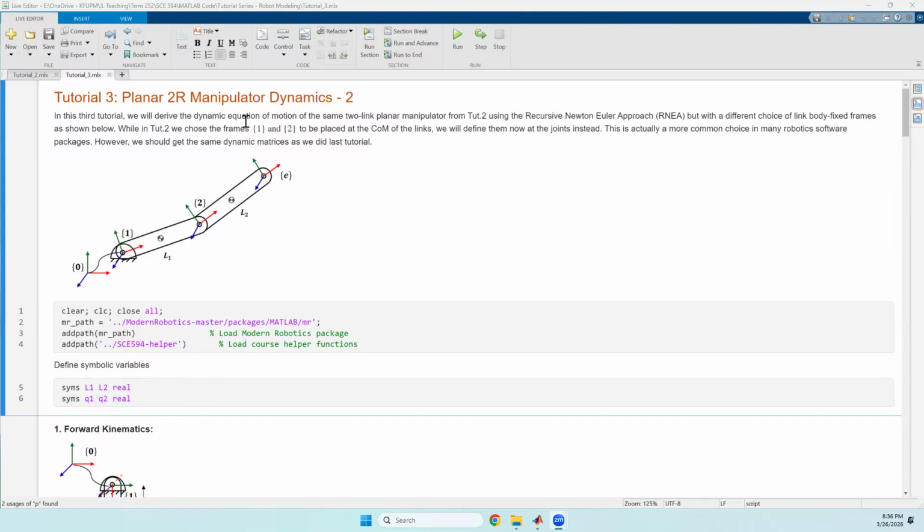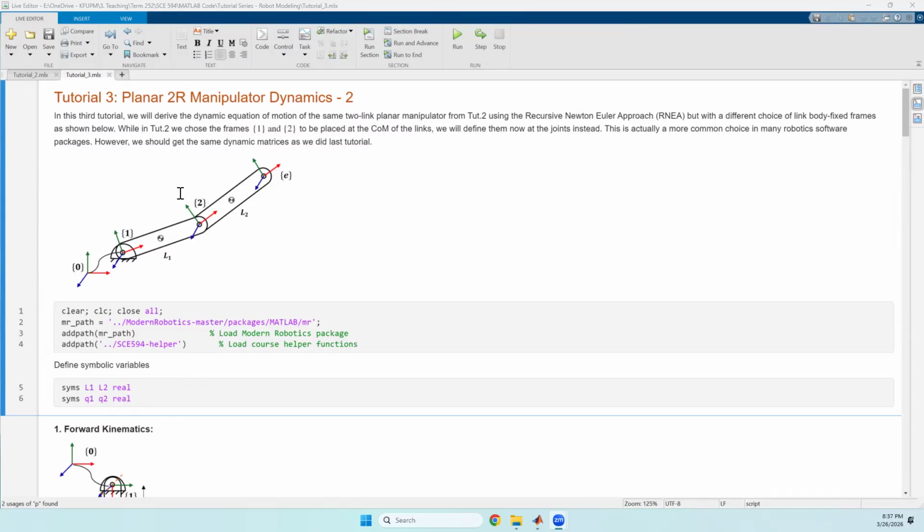This is the third tutorial, and it's actually a very short one, simply a follow-up of tutorial number 2. What we're going to be doing here is going back to the choice that we made in tutorial number 2. If you remember, in tutorial number 2 we derived the equations of motion of the two-link manipulator, which looks like the one that you see here, using the recursive Newton-Euler approach.